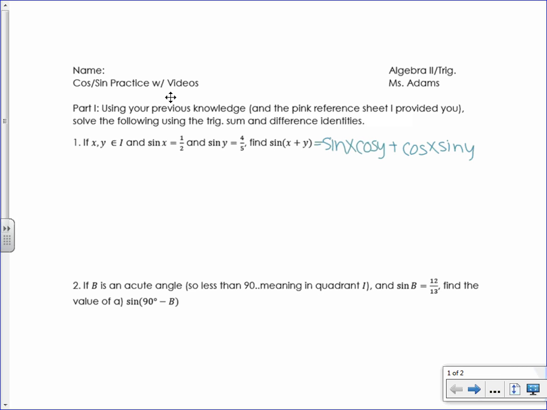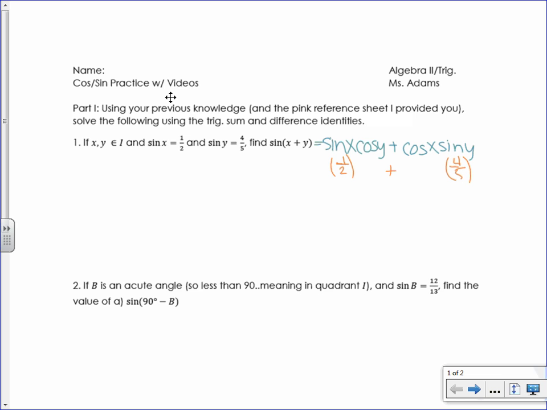I can plug in what I know. I know that the sine of x is equal to 1/2. It's a horrible fraction. And I know that the sine of y is equal to 4/5. Put my plus sign there. Now I need to go ahead and figure out what the cosine of y and the cosine of x are.